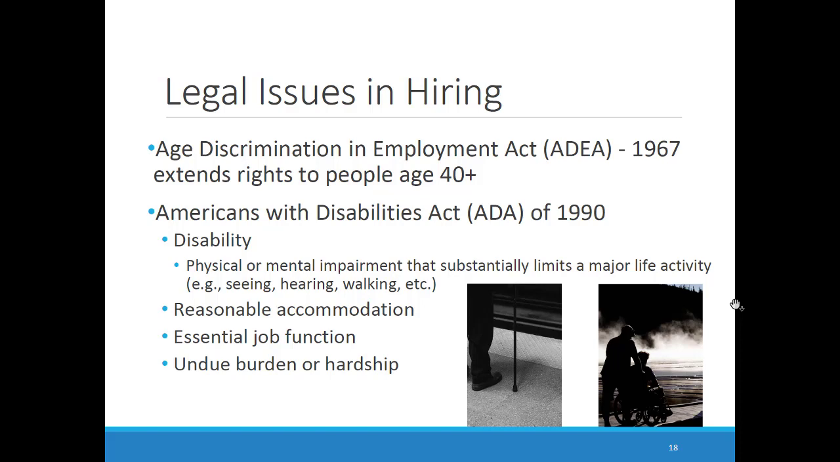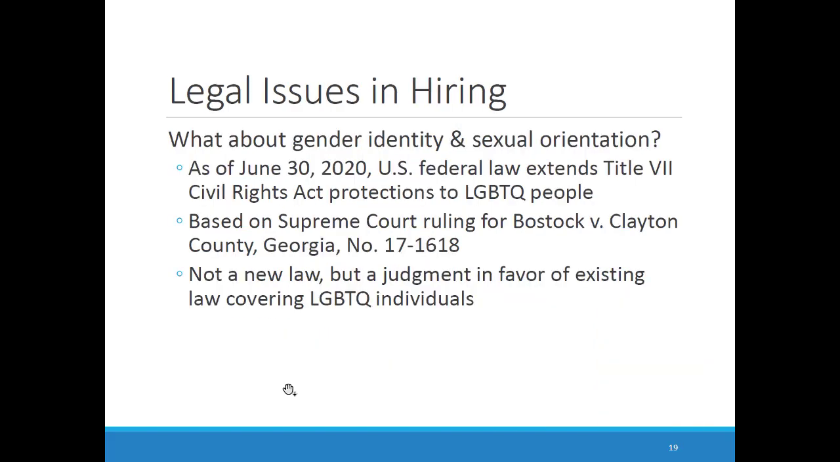The term reasonable means that the accommodation can't be unnecessarily expensive or provide undue hardship on the organization, and that's in the last bullet on this slide. And the term essential job function is referring to job functions that are deemed to be essential to the job through a job analysis. So certain tasks that have to be done. So essentially, workers with disabilities need to be able to perform their essential job functions with or without a reasonable accommodation, as long as that reasonable accommodation does not cause undue burden or hardship on the organization.